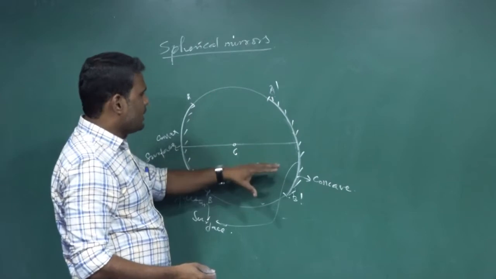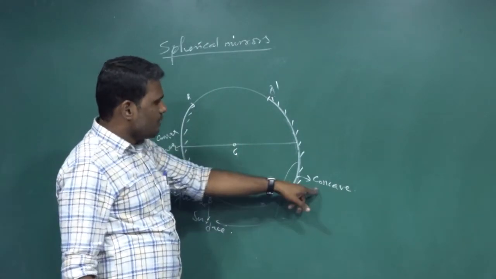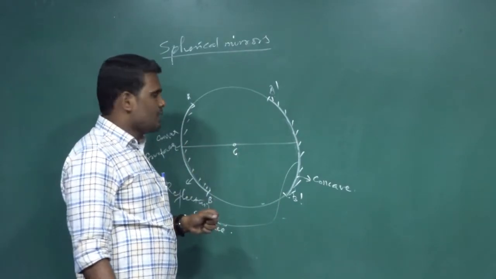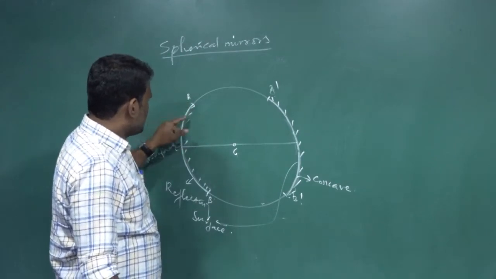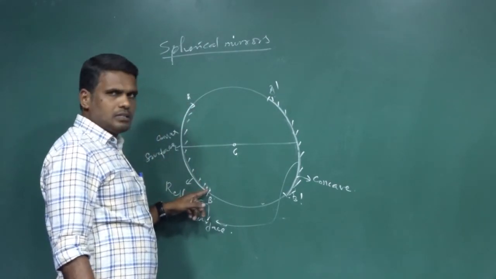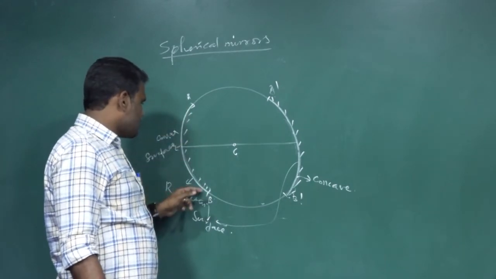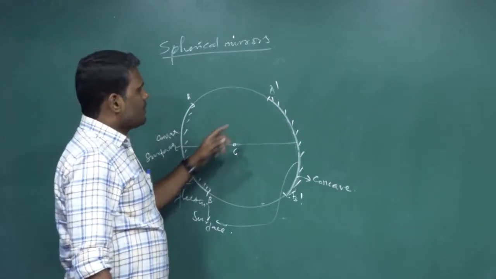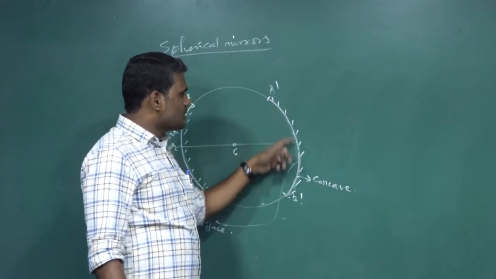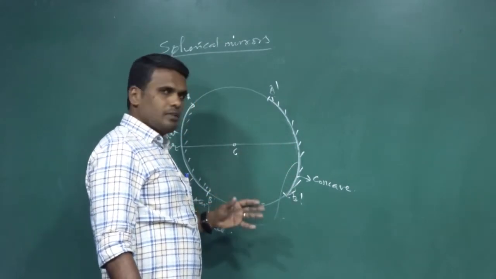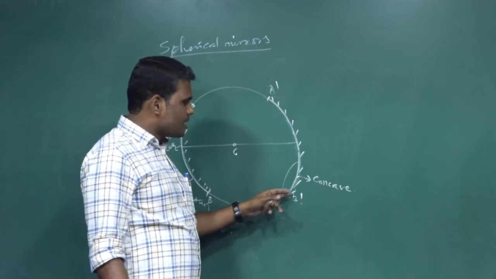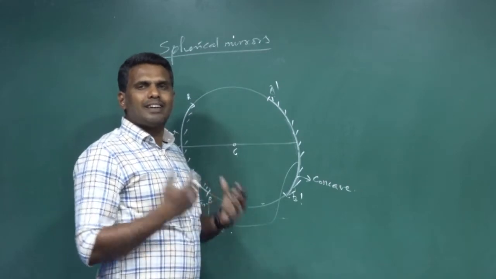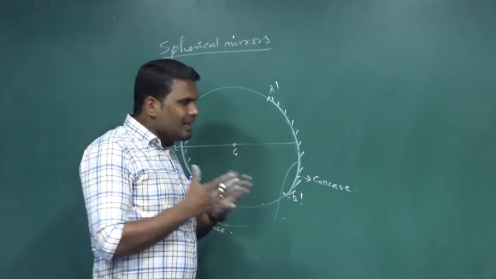Now we are showing the convex surface as well as the concave surface on the same spherical surface. If the inner surface is silvered and the outer surface behaves as the polished or reflecting surface, then that mirror is said to be a convex mirror. If the outer surface is silvered and the inner surface is the reflecting surface, then that spherical mirror is termed a concave mirror.